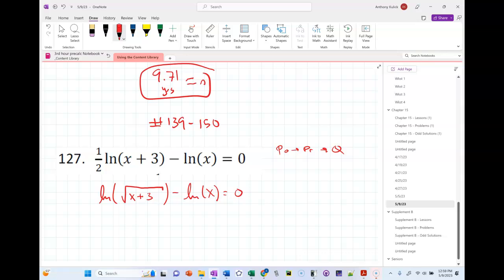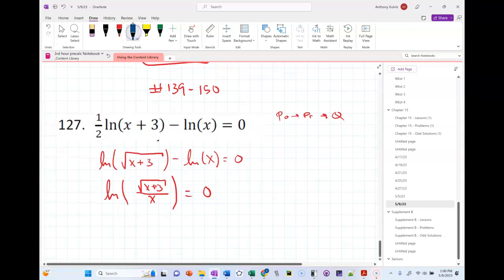There's no product properties because there's not two logs that are being added. But there's a quotient property because I see the two logs being subtracted. So that gives me this.